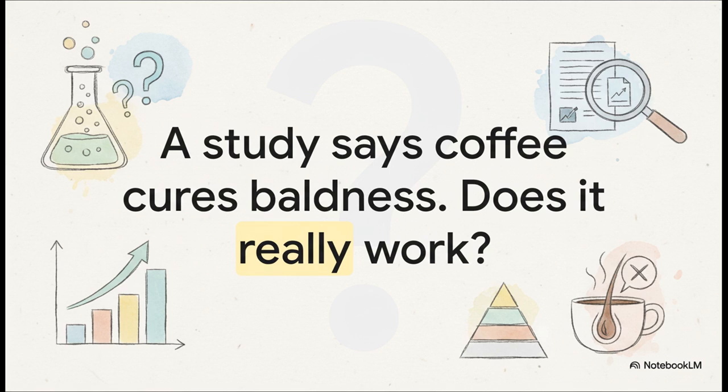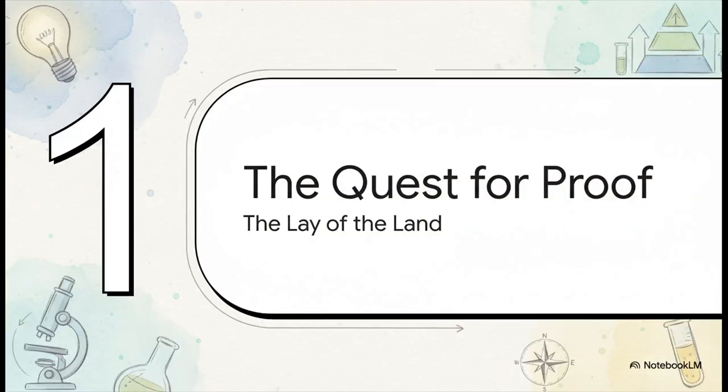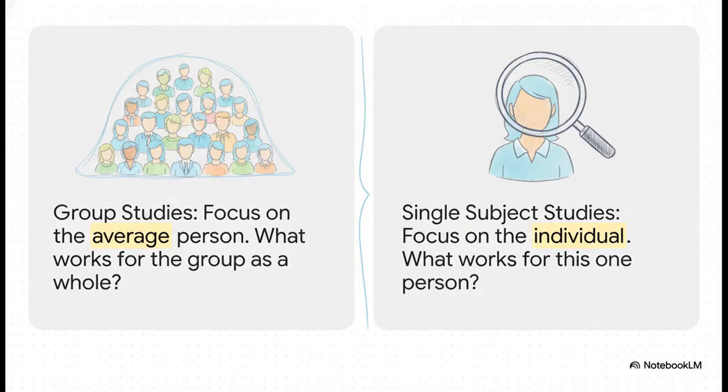We're hunting for proof. So to even begin this quest, we've got to understand the two main ways researchers start asking these questions. It really just comes down to one thing. Are we looking at a whole bunch of people, or are we zooming in on just one? And that's the big split, right here.